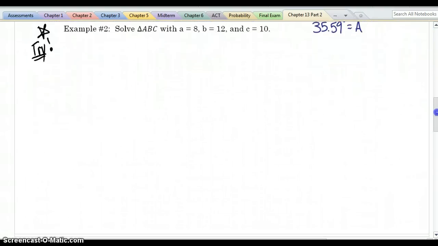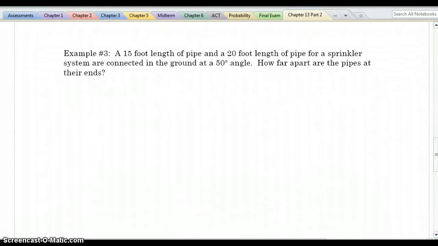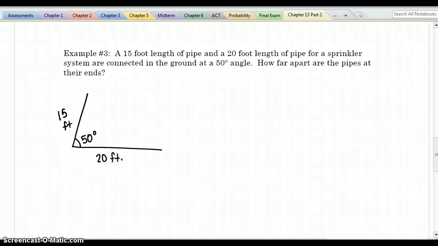Alright, if you go back to the back of your page, I just want to help you set up example 3. Alright, and then we can finish that one in class. Example 3 says a 15-foot length of pipe and a 20-foot length of pipe for a sprinkler system are connected in the ground at a 50-degree angle. So that means here's my 15-foot length of pipe, my 20-foot length of pipe, and they're connected at a 50-degree angle. So 15 feet, 20 feet, and there's my 50-degree angle.